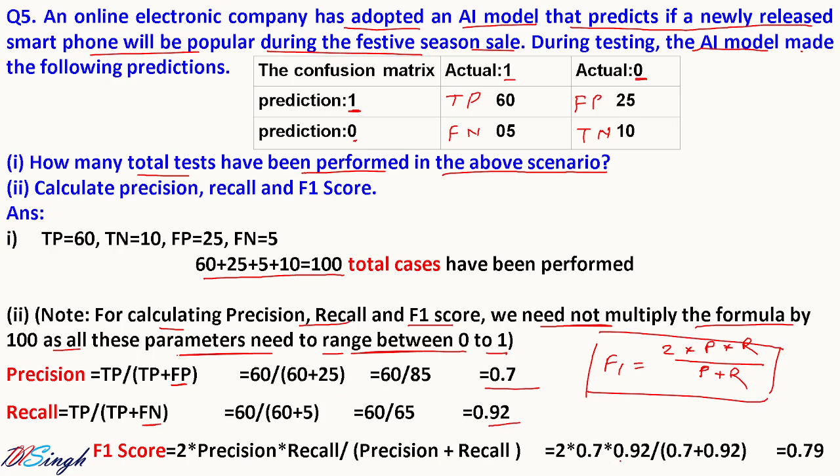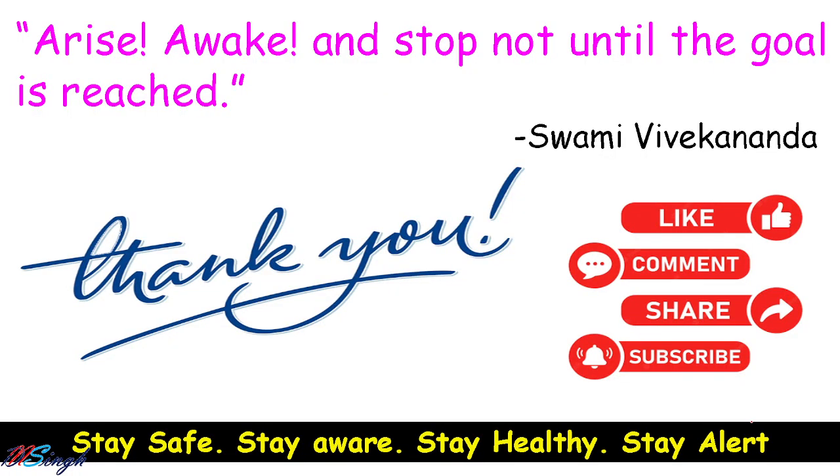So 2 multiplied by 0.7 multiplied by 0.92, and in the denominator you have precision plus recall. Multiplication sign you have in the numerator, addition sign you will have in the denominator. The final value will be 0.79. So in last, our golden word: arise, awake, and stop not until the goal is reached.